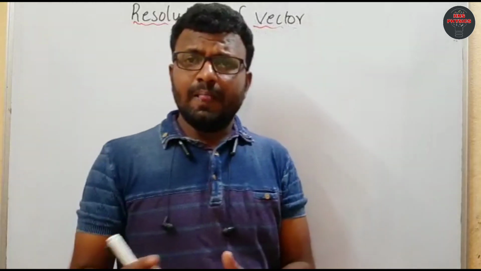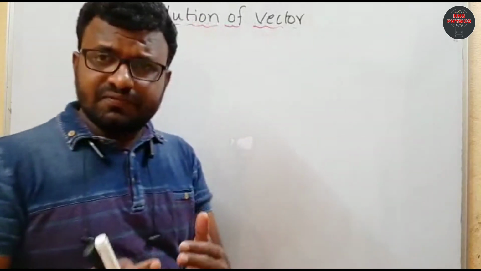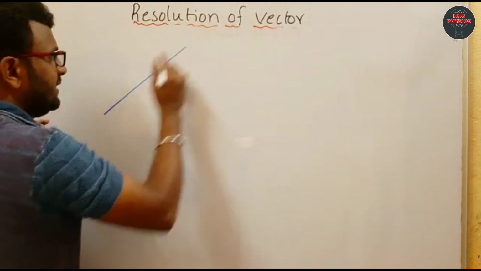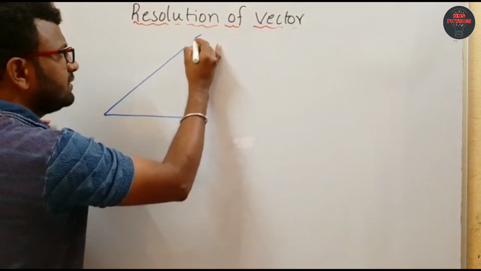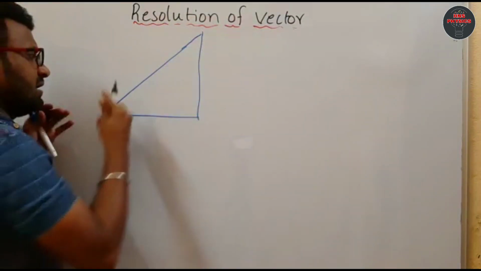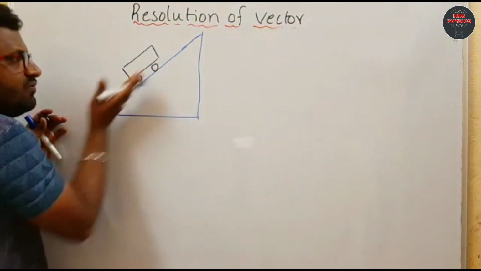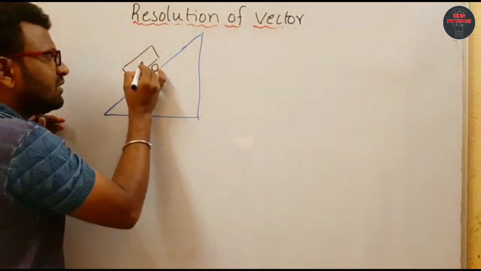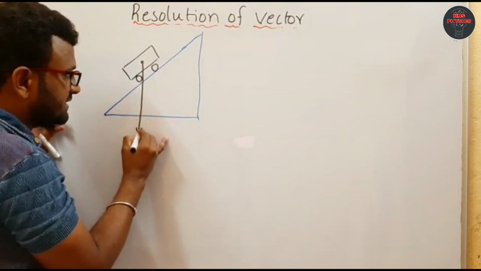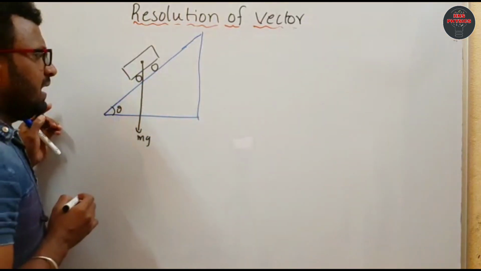Let's see one more example, how we can resolve the components on an inclined plane. Students feel somewhat difficult at this place. See here, I am taking one inclined plane, right? One trolley is moving upward along the inclined plane. The weight of the trolley acts vertically downward. That is weight. So here this is the inclined plane, which makes an angle theta, right?